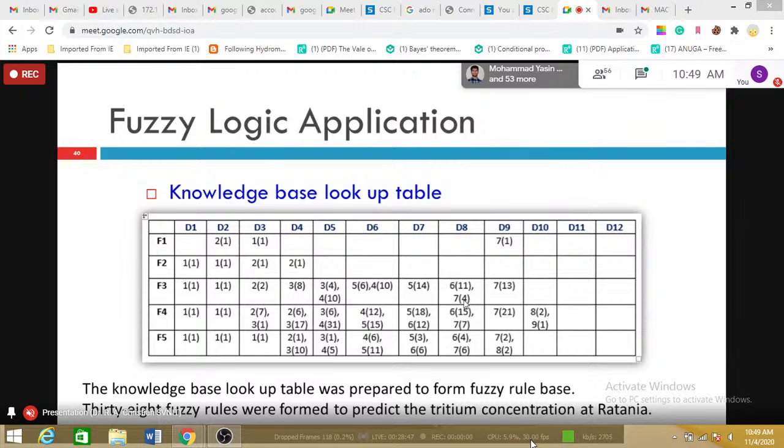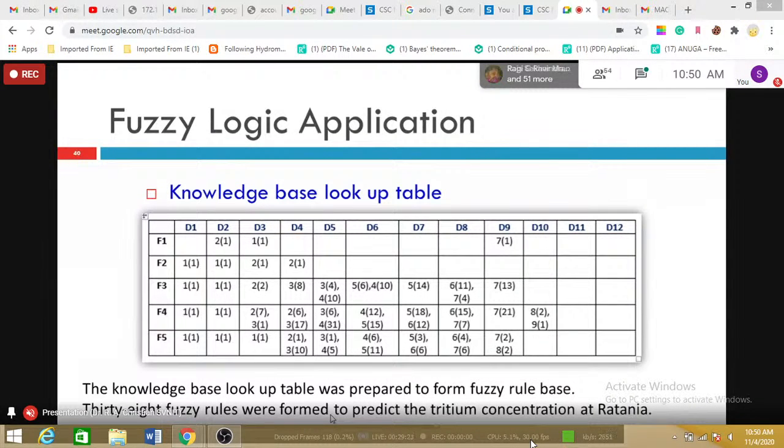So when you have the knowledge base available with you, you prepare the analysis of the knowledge base based on such a sheet, and a lookup table was prepared and rules were eliminated. Out of those 720 rules, a lot of rules were eliminated, and only 38 rules were required and remained, which give me the prediction of the tritium concentration.